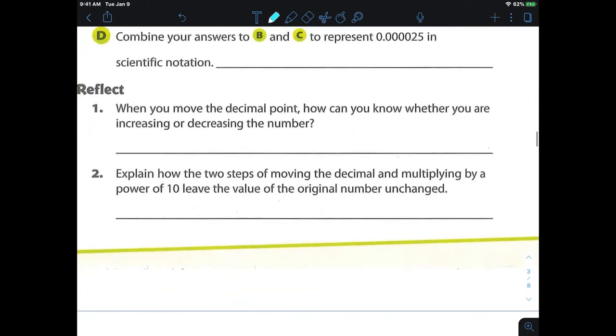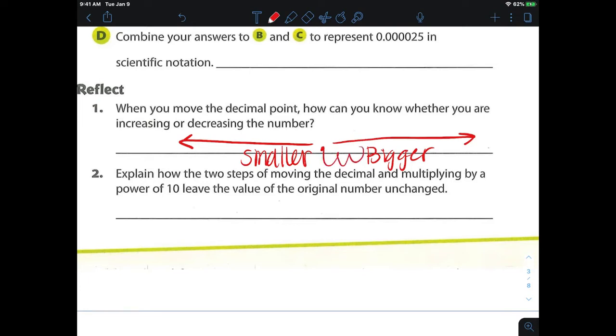So first of all, they're asking us, when you move the decimal point, how can you know whether you're increasing or decreasing the number? So let's say we have our decimal here. If I move my decimal this way, I'm making my number smaller. If I move it this way, I'm making it bigger. How do I know? Well, the more numbers I have in front of the decimal, the bigger the number is, right? So that means if I move it like that, it's going to get bigger.